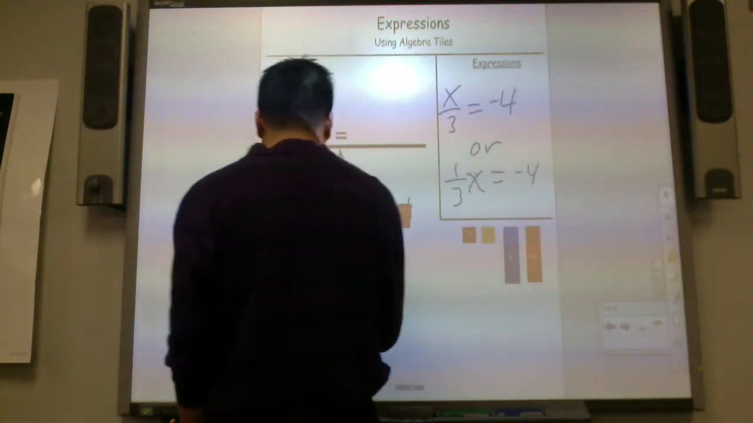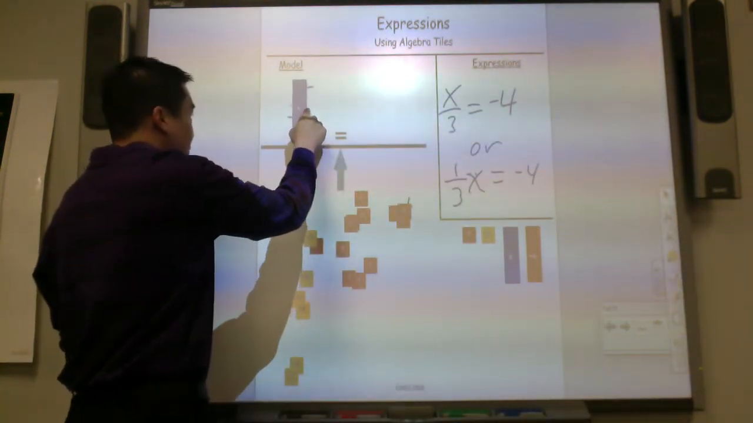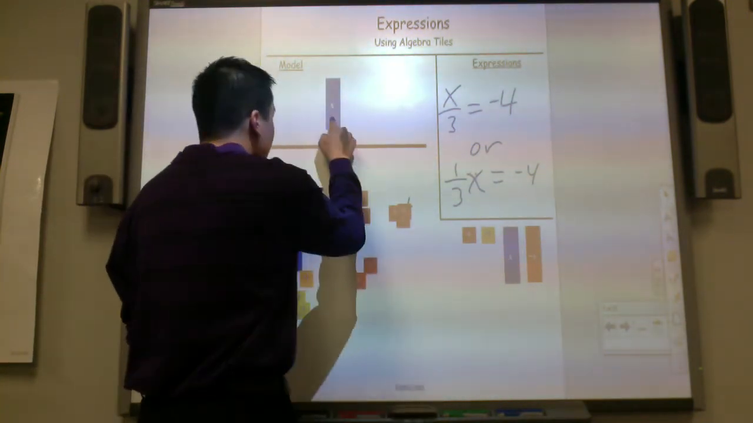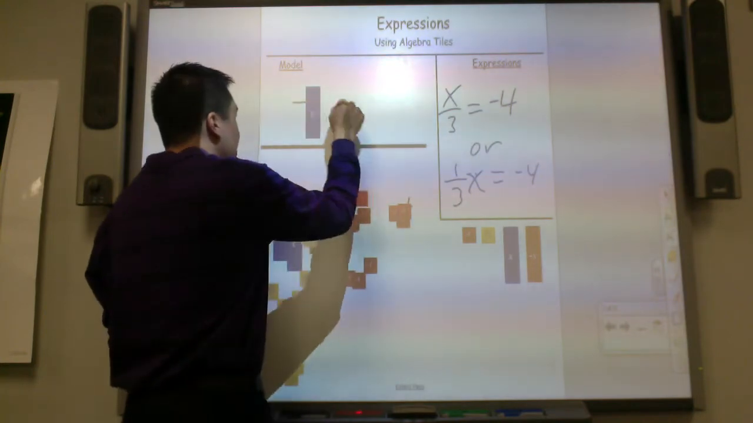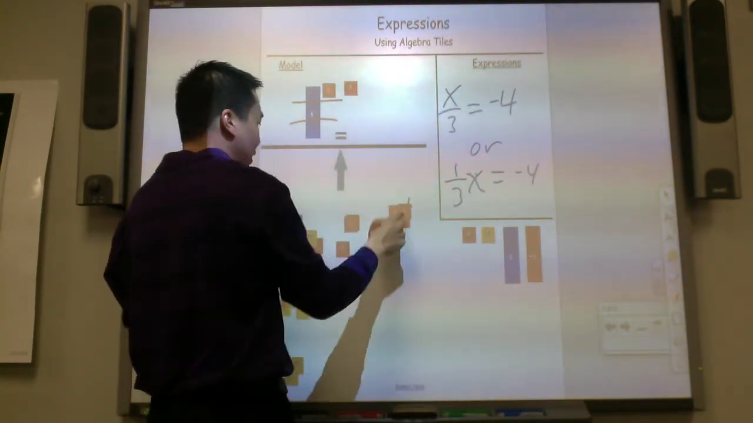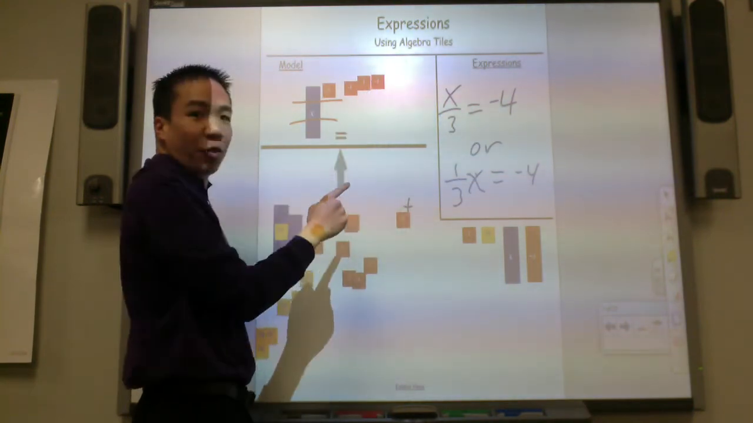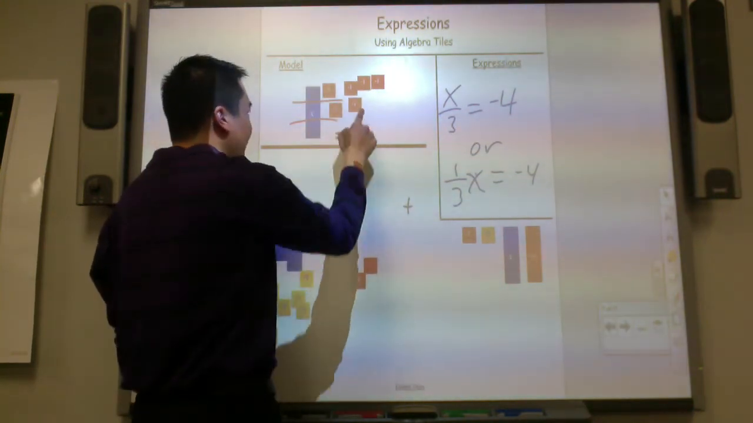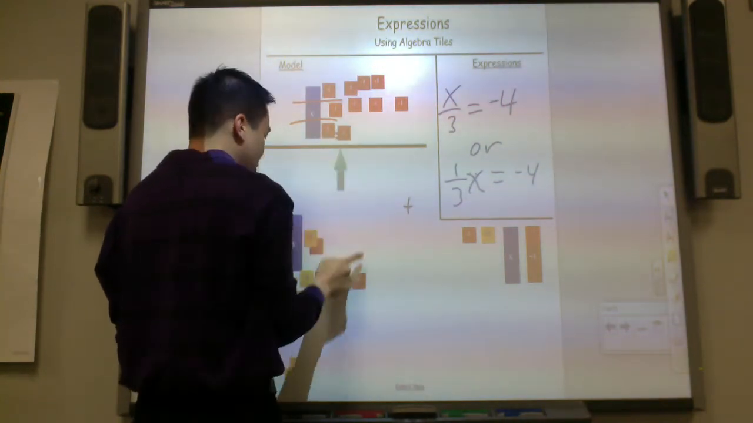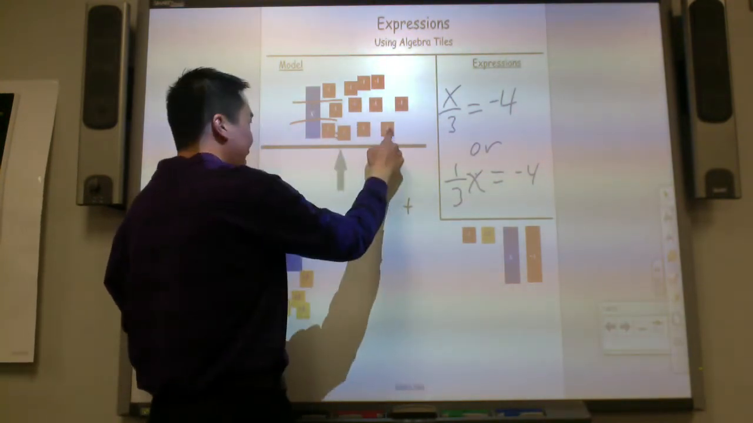So I have an x right there. I need to divide it into thirds. So I divide this into thirds. Each third will have negative 4. Each third will have negative 4. Each third will have negative 4. So how many negatives do you have to make one whole x?